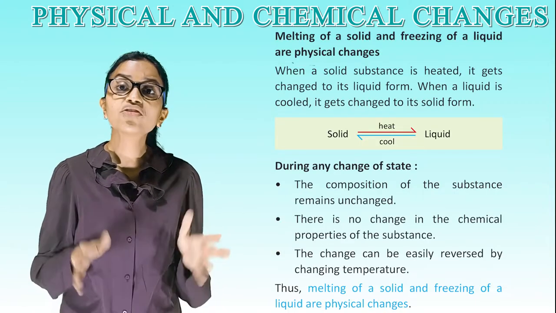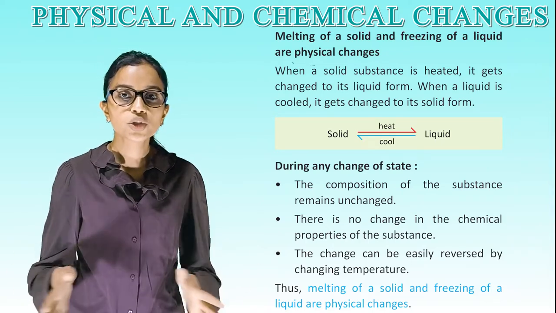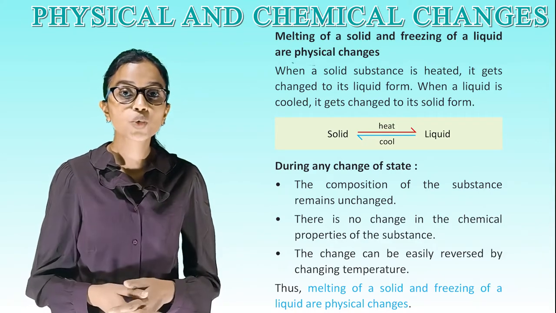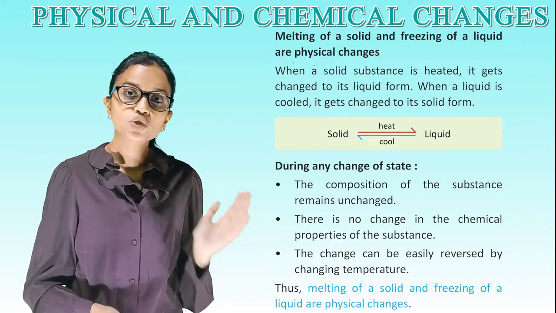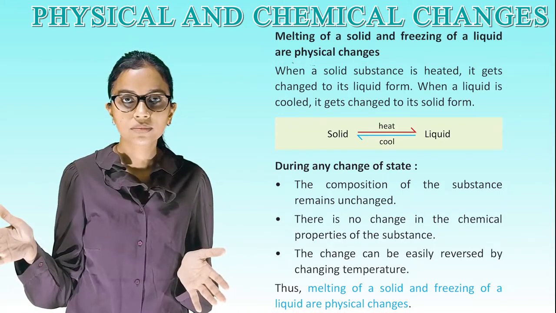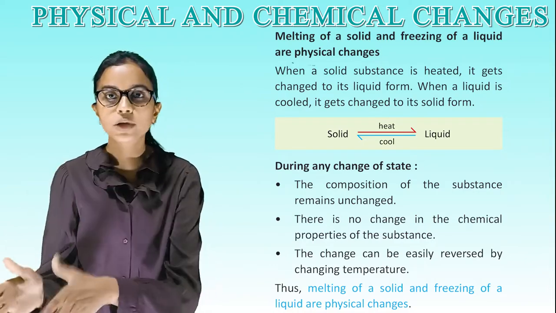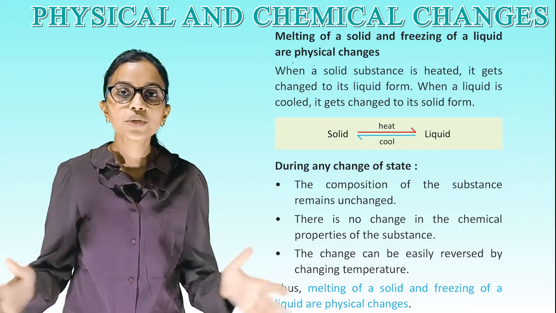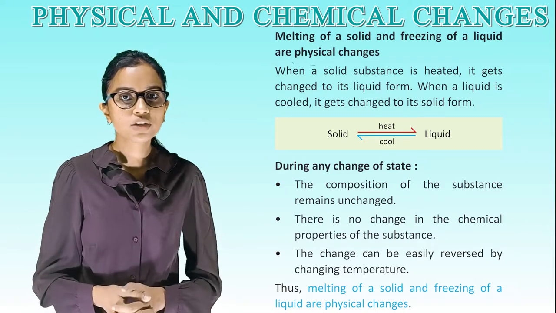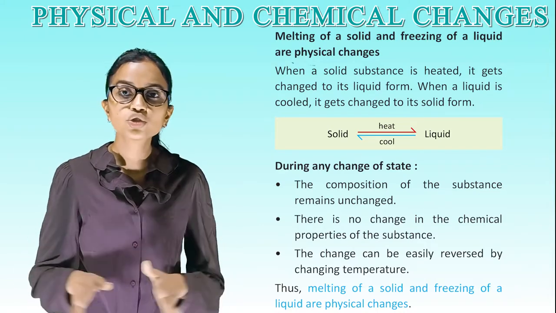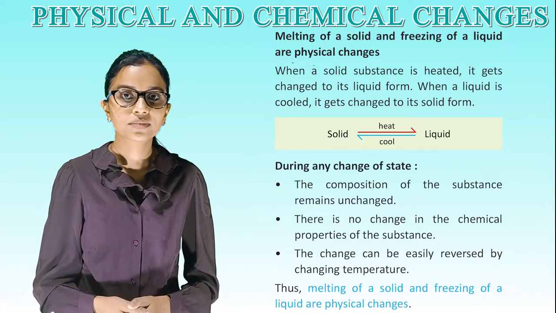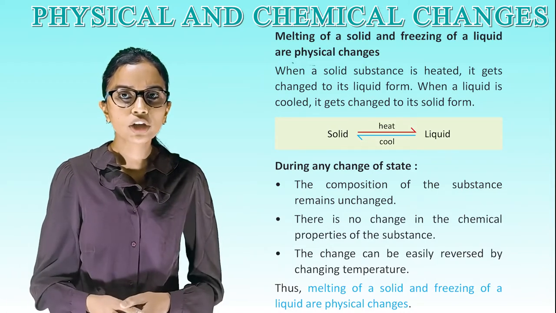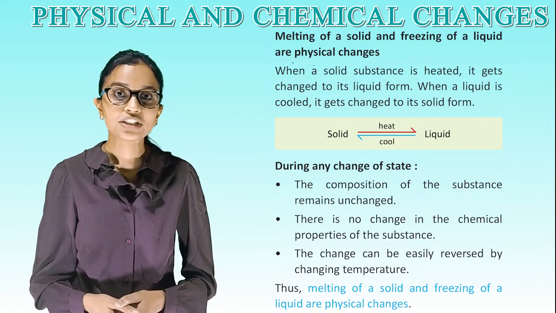Melting of a solid and freezing of a liquid are physical changes. When a solid substance is heated, it changes to its liquid form. When a liquid is cooled, it changes to its solid form. Solid to liquid: if a solid is heated, it becomes liquid. When a liquid cools down, it becomes solid. During any change of state, the composition of the substance remains unchanged. There is no change in the chemical properties of the substance. The change can be easily reversed by changing the temperature. Thus, melting of a solid and freezing of a liquid are physical changes.